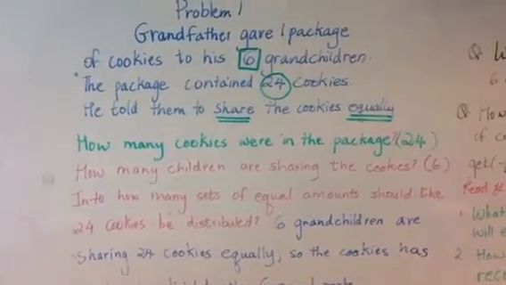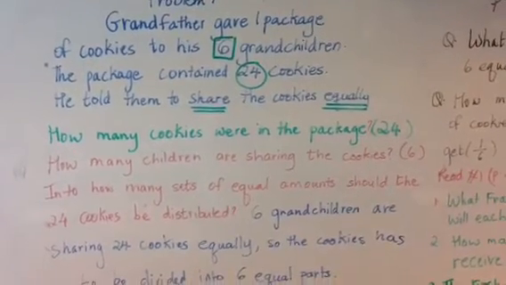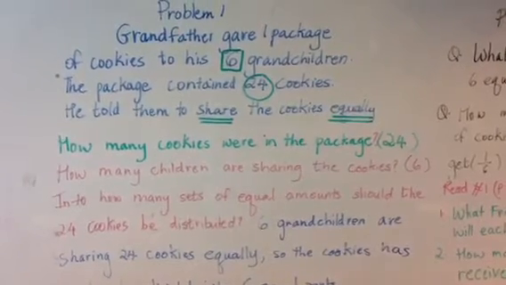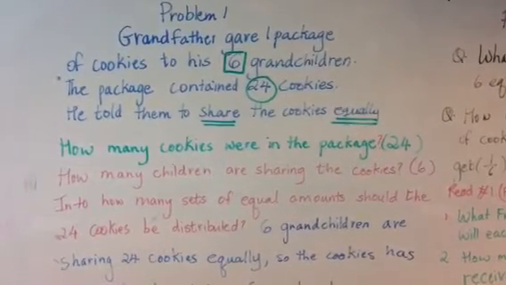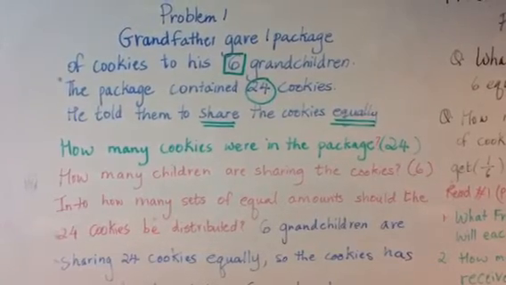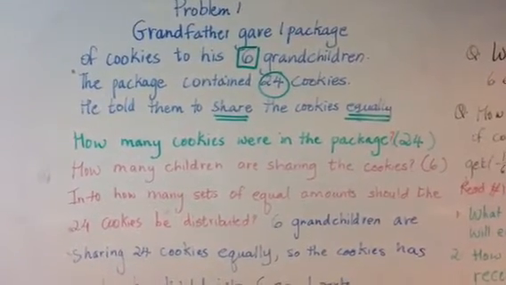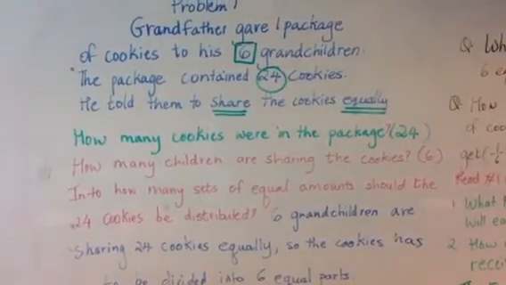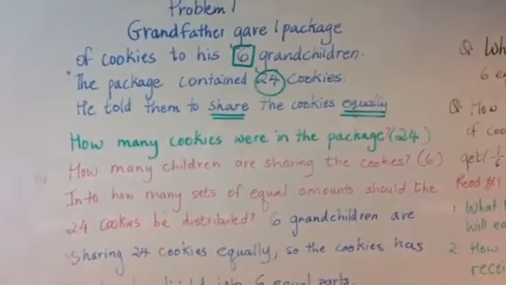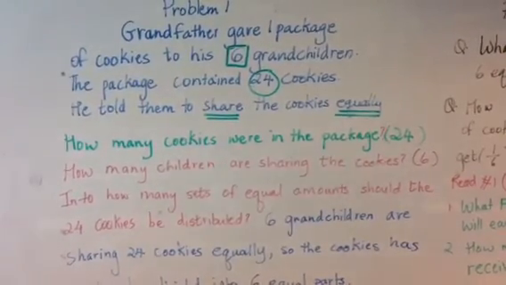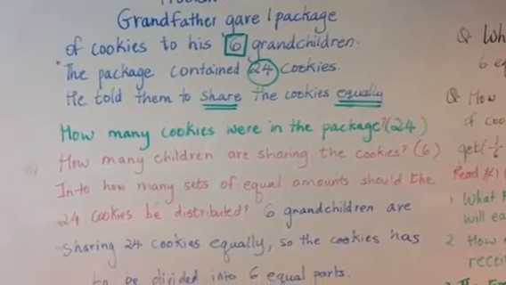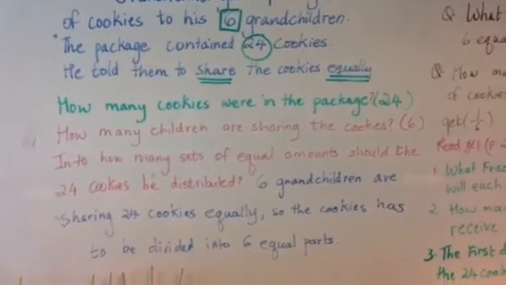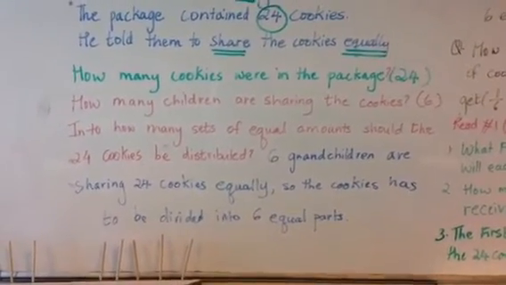Number 1. How many cookies were in the package? 24. How many children are sharing the cookies? Find it in the problem. 6 grandchildren. Okay. Into how many sets of equal amount should the 24 cookies be distributed? So you have to distribute the 24 cookies among 6 children. So 6 grandchildren are sharing 24 cookies equally. So the cookies have to be divided into 6 equal parts.